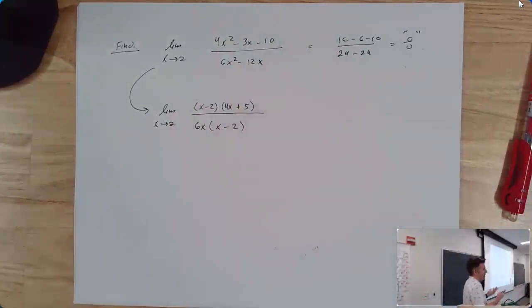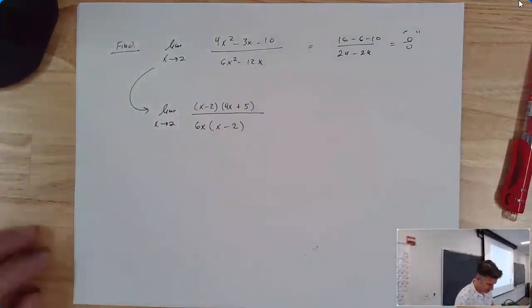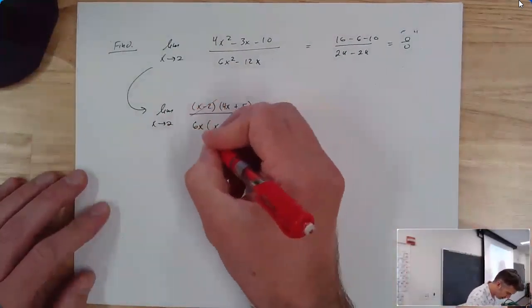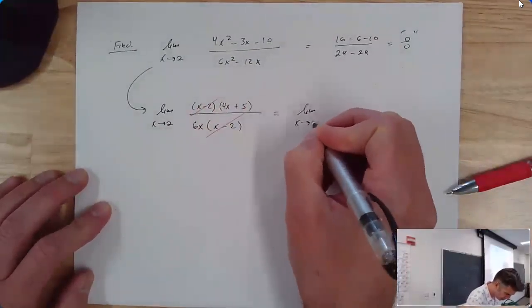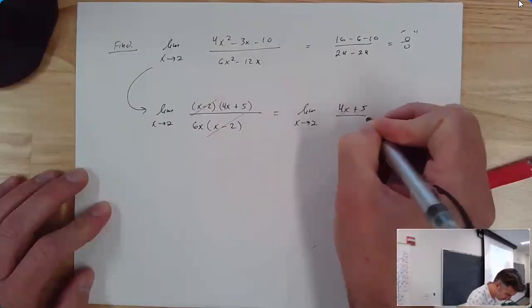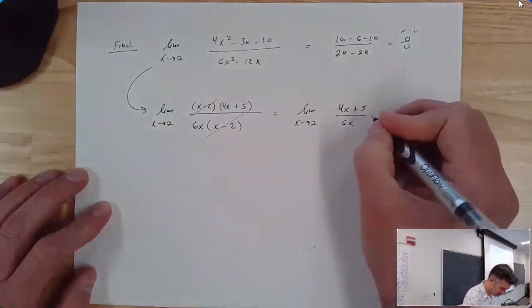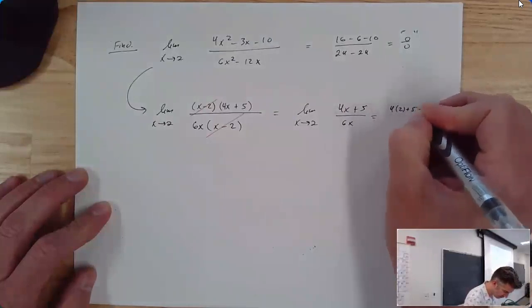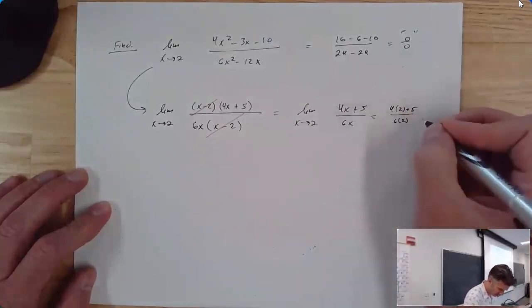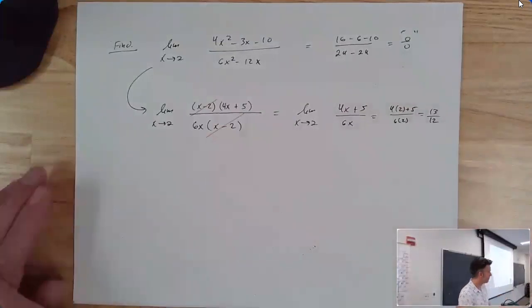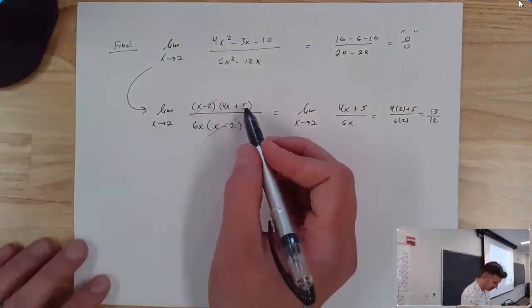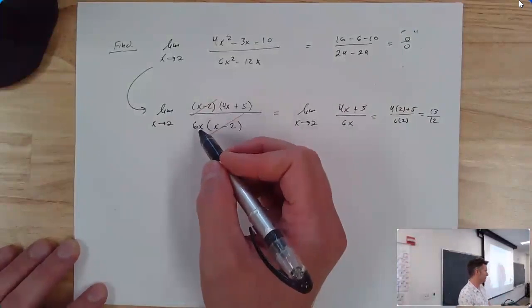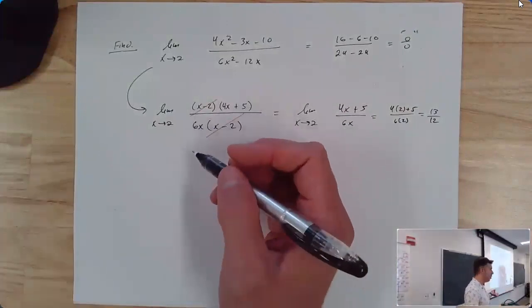So you can start with saying, I know what I want, I'm just going to write it. And then we cancel those. We're left with the limit as x approaches 2 of 4x plus 5 over 6x. And then we just throw the 2 in there. You get 4 times 2 plus 5 over 6 times 2, which is 13 over 12. If you were to graph this, I'm not going to graph it, but it would look like the graph of 4x plus 5 over 6x, which is some rational function, and it would have a hole at x equals 2.